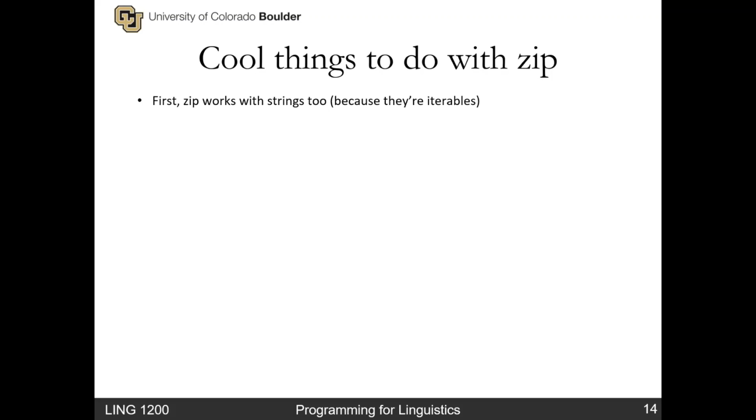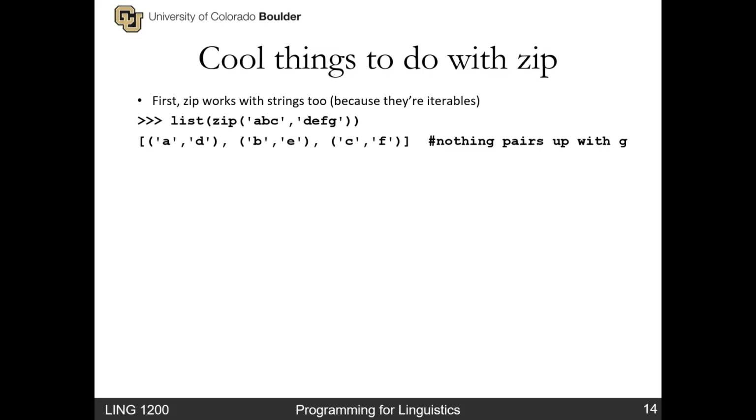So one thing to know is that zip doesn't just work with lists. It actually works with any iterable, including strings, right? Strings are iterables. They're kind of a list of characters. So we can take two strings, ABC and DEF G, pass them to zip and cast it as a list. What we're going to get is a list of 3 tuples, each with 2 elements in them. A is going to be matched with D, B is going to be matched with E, C is going to be matched with F, and G, because it's extra, is not going to even appear in the list.